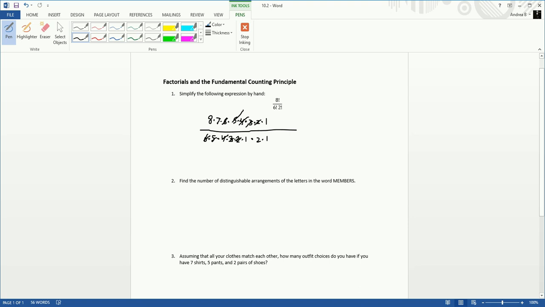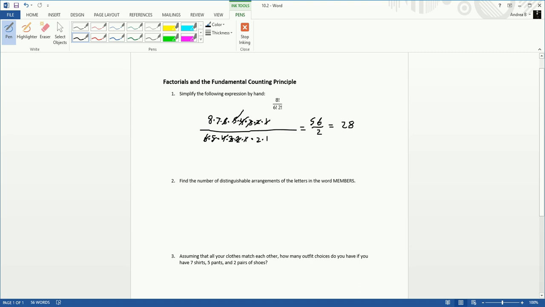So just like whenever you're simplifying fractions before, if you have some factor in common, you can cancel those out with each other. So here, this will simplify down to 56 over 2, or in other words, 56 divided by 2. So then our final answer here is 28. So that's how you would go through and simplify that by hand.